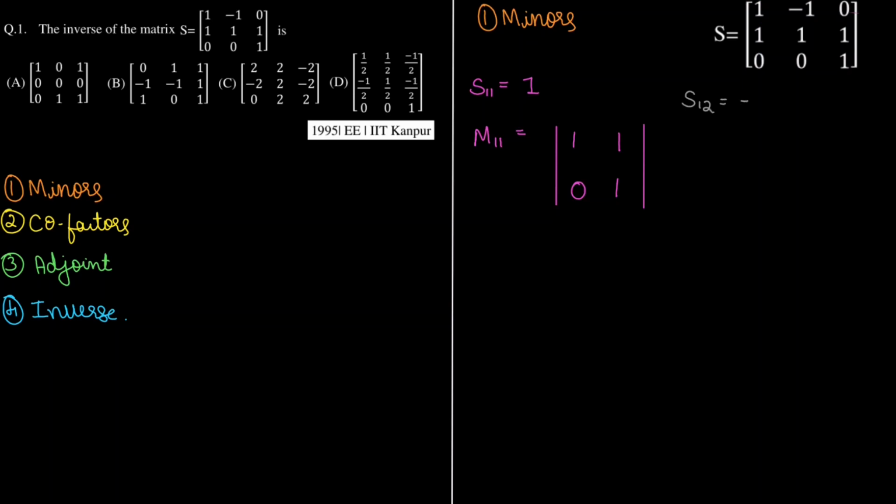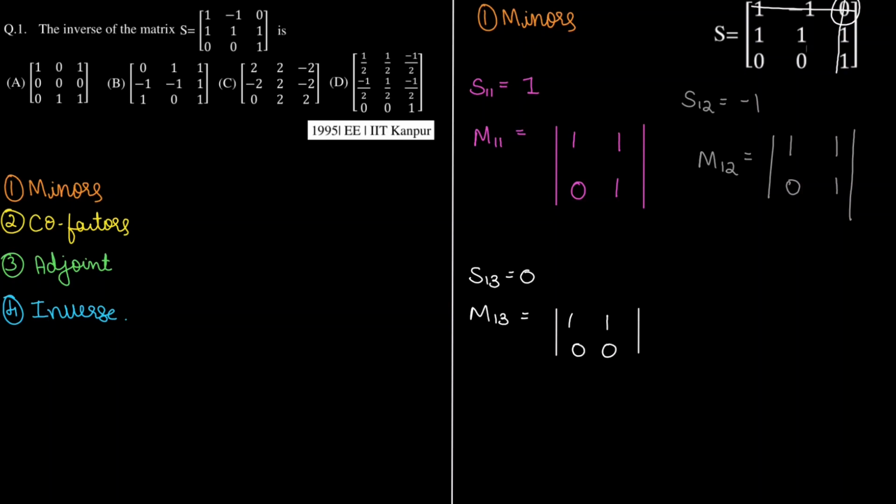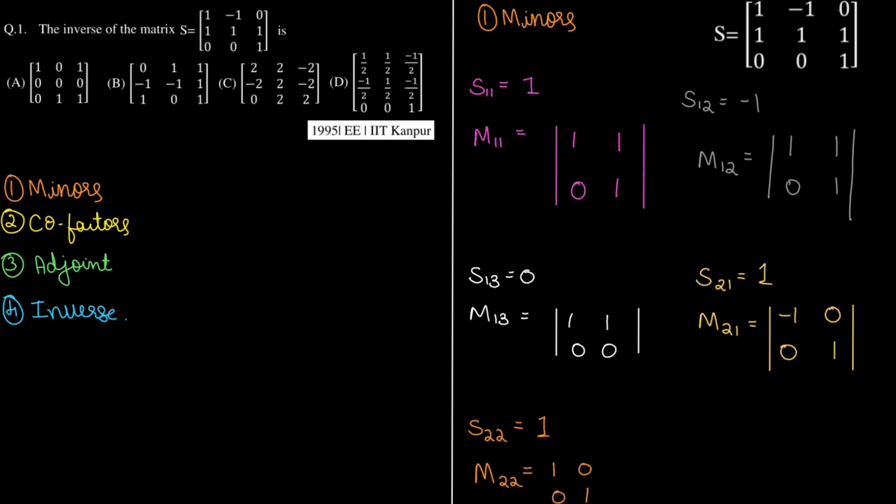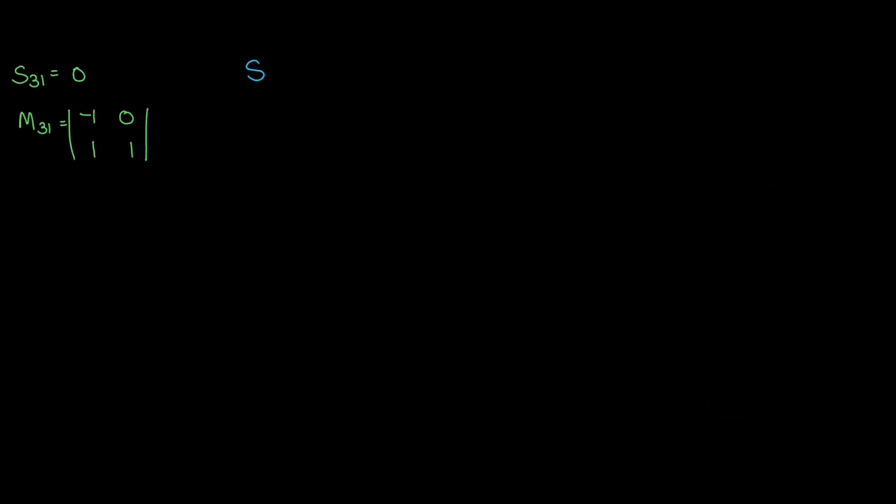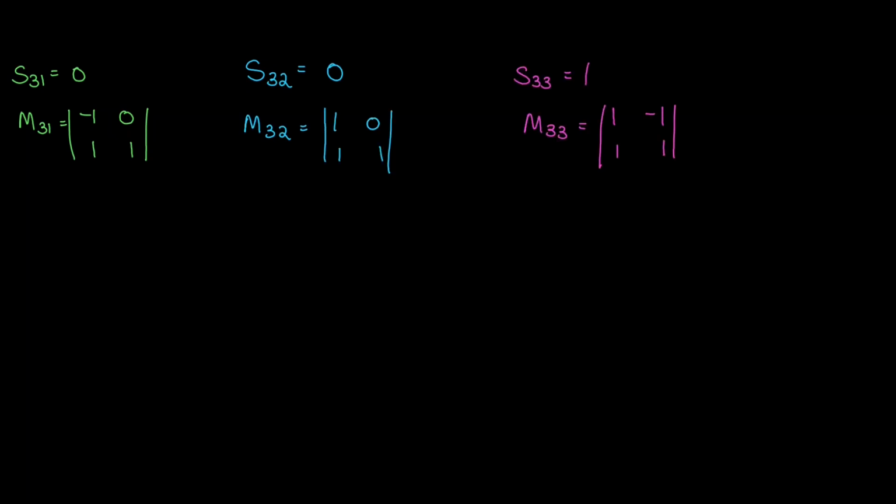Similarly, S12 which is -1, this one, ignoring the first row and second column, the minor will be 1 1 0 1. Similarly, S13 which is 0, that is this one, first row and the third column, and on ignoring the first row and third column we have the determinant that is 1 1 0 0. Similarly, I will write the minors for every element. Hope you understood how I wrote this.